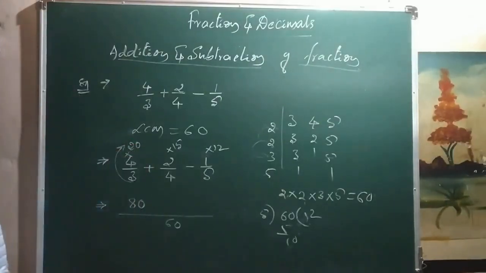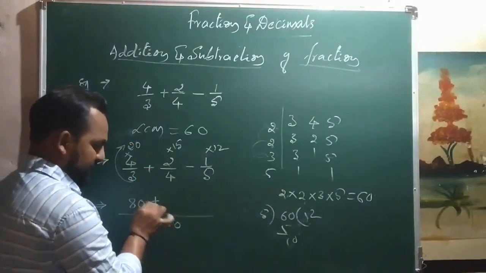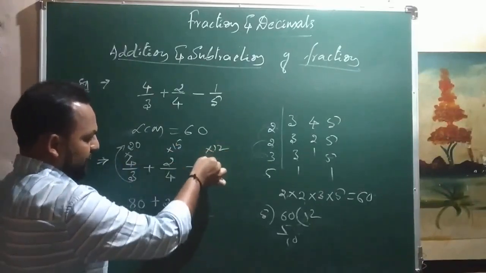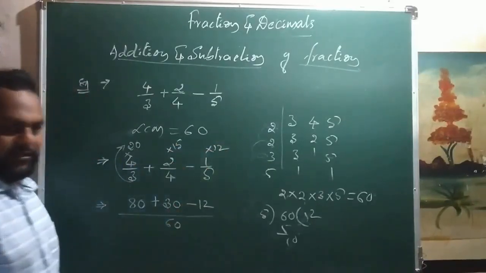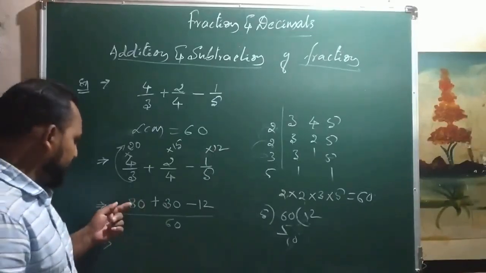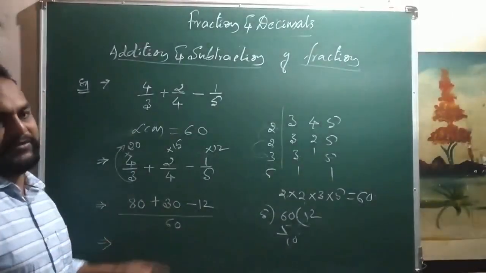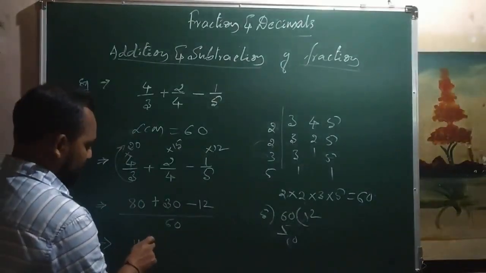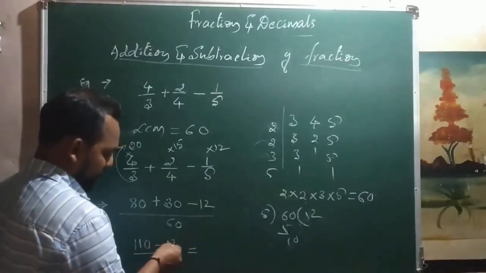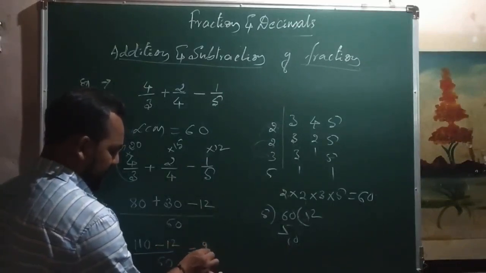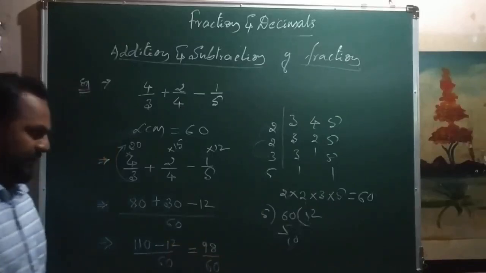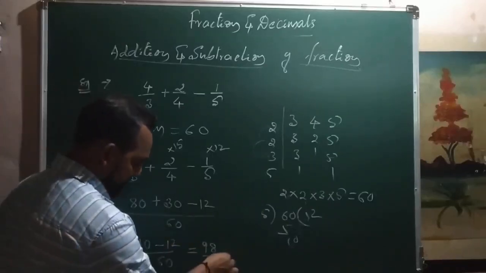4 20s are 80, here as it is plus 15 2s are 30, next 12 ones are 12. Then add. Here plus 80 and plus 30, 110 minus 12. 110 minus 12 is 98 by 60. Here we write it in the simplest form.